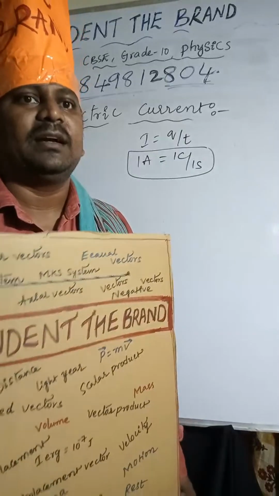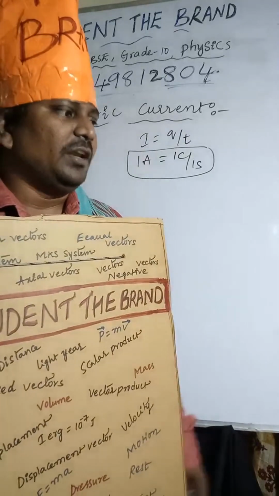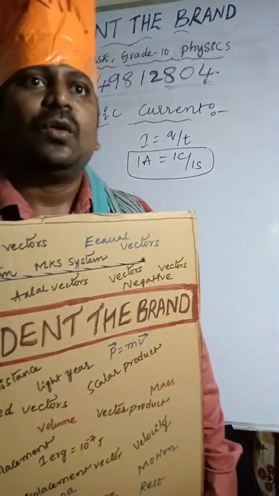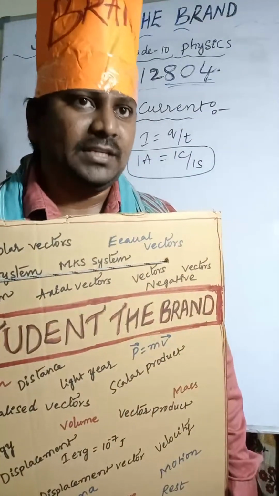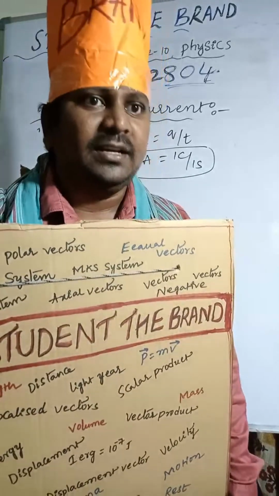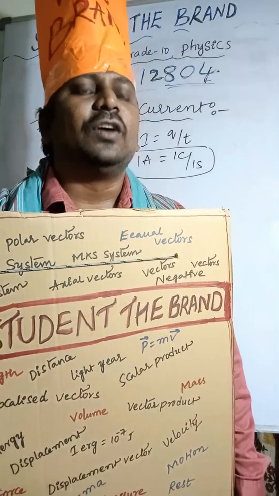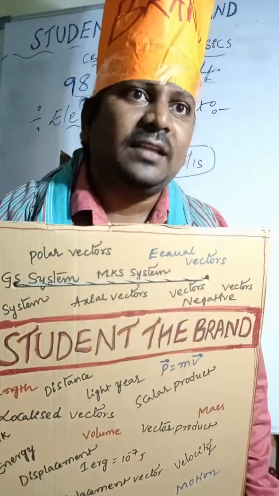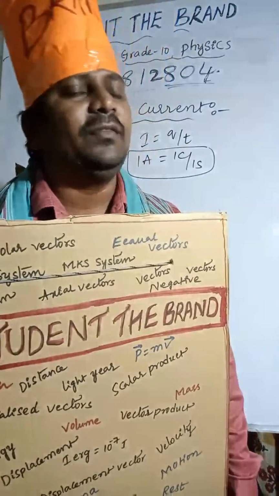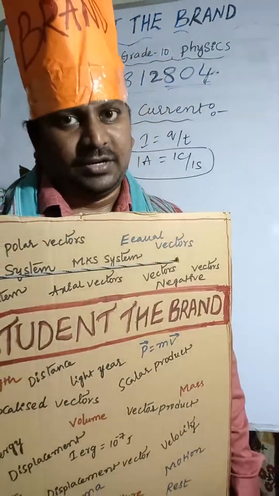Now charges are moving in the conductor. If only one electron flows, can we say current is flowing? If only two electrons flow, can we say current is flowing? If only three electrons flow? We can't say like that. A number of charges must be moving in the conductor. Then only can we say current is flowing, right?